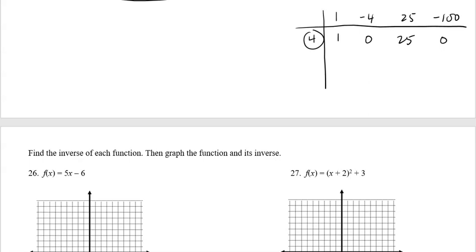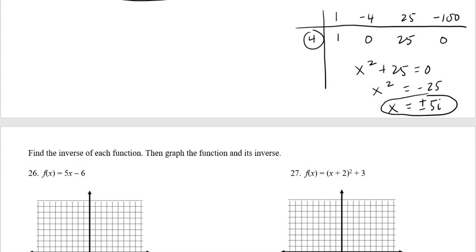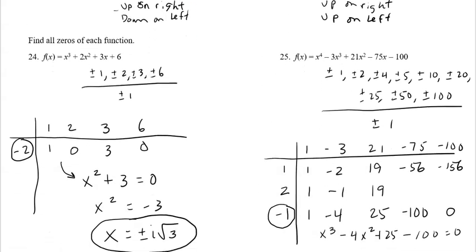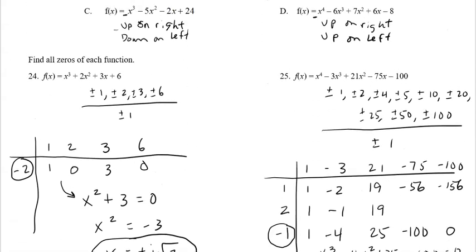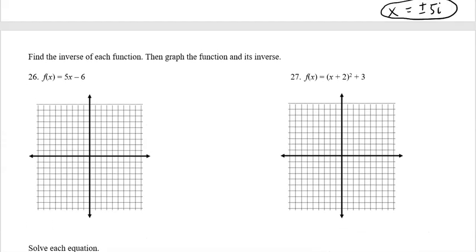So these numbers represent x squared plus 25 equals 0. Solve this. And my other 2 zeros are positive 5i and negative 5i. So there's my final answer for number 25.